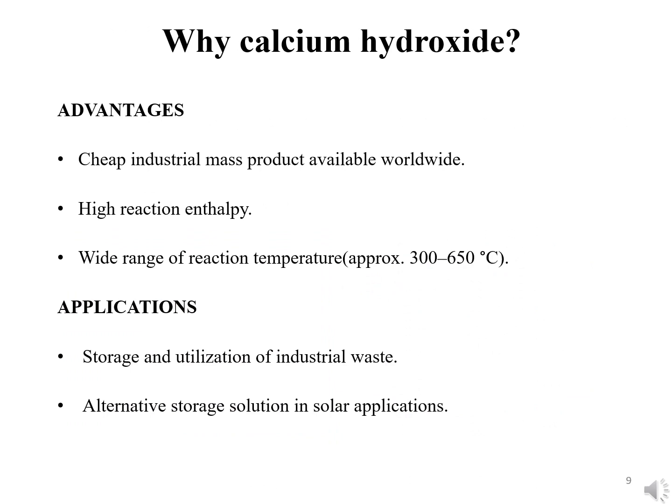Now the question is why we selected calcium hydroxide instead of other materials. So calcium hydroxide offers various advantages, such as it is a cheap industrial mass product and abundantly available worldwide. Secondly, the reaction enthalpy is high, leading to high possible energy storage densities. Also, the charging and discharging temperature of the reaction can theoretically be adapted in a wide range of approximately 300 to 650 degrees Celsius. The applications of the system could potentially be beneficial for many high-temperature processes such as storage and utilization of industrial waste heat or as an alternative storage solution in future concentrated solar power plants.